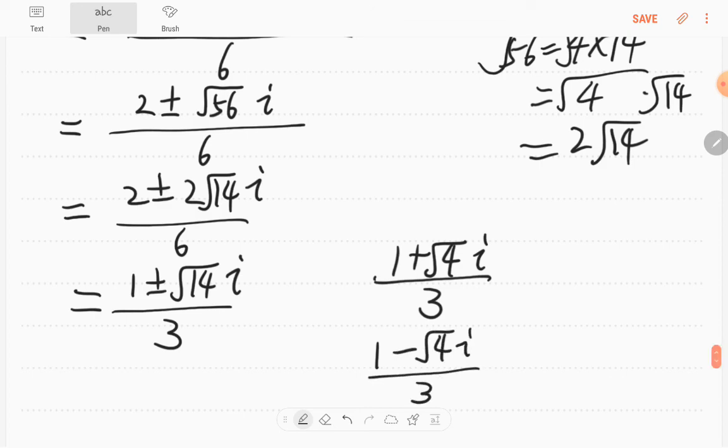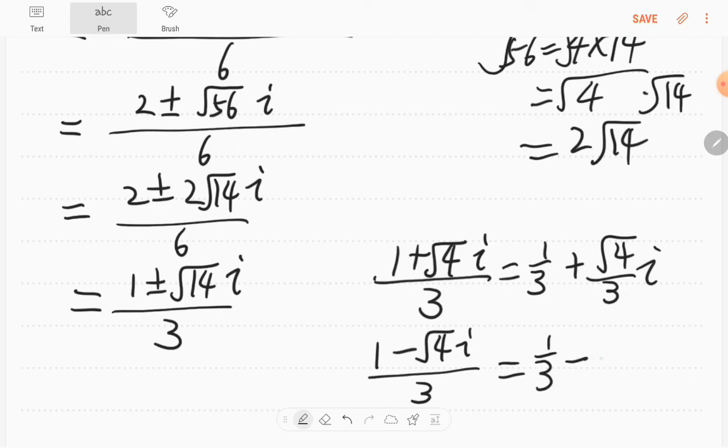So actually these two complex numbers are conjugates. The solutions for the complex numbers always appear in pairs. That means if you have one complex number as the solution, you must have the other, its conjugate, as its solution too. It can be written as 1/3 plus square root of 14 over 3 times i, and this one as 1/3 minus square root of 14 over 3 times i. You just divide by 3 as usual for each term. So this is just a quick introduction to complex numbers.